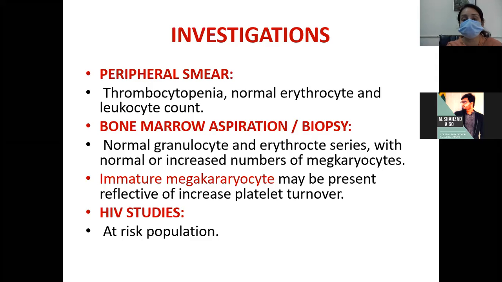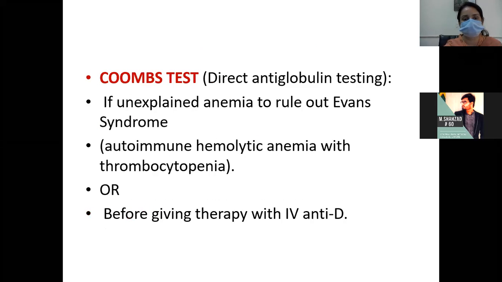Megakaryocytes are the precursor cells, or the immature cells. By passing through further steps, these will mature into the normal platelet count. So these are the megakaryocytes. There may also be immature megakaryocytes present, reflective of increased platelet turnover. And we can also do some HIV studies for the high risk population.